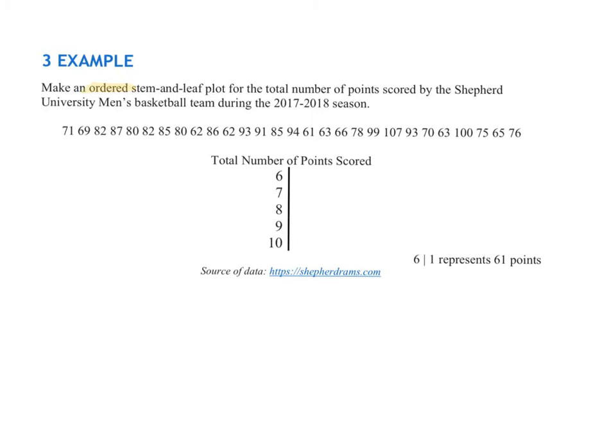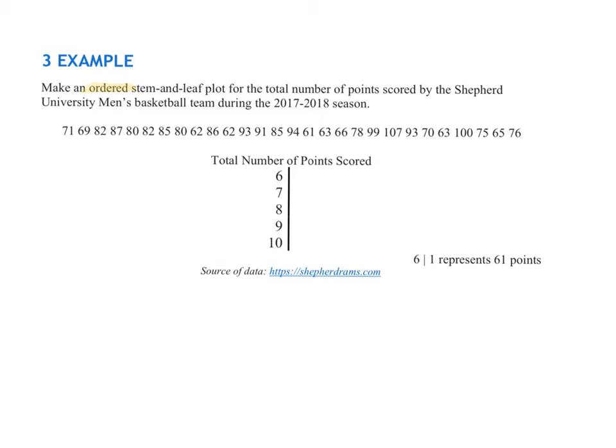Another way to display data is with a stem and leaf plot, where in this particular problem, the stem is going to be the tens place and the leaves are going to be the ones place. The question is asking you to make an ordered stem and leaf plot, which means numerical order, for a number of points scored by the basketball team during the 17 and 18 season. This is going to be a little overwhelming just because there's so many numbers and you have to order them.